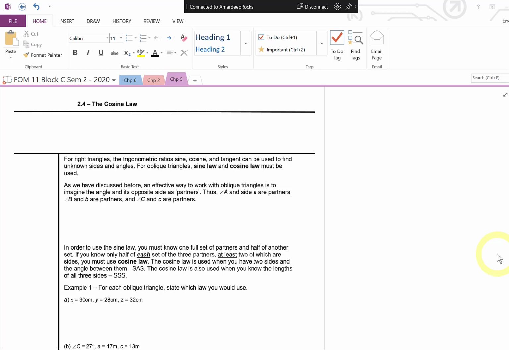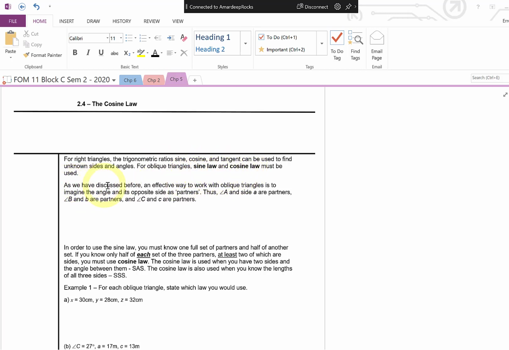All right, so this is for Pre-Calc 11, Chapter 2, Section 4, called the cosine law. It says here, for right triangles, the trig ratios sine, cosine, tangent can be used to find unknown sides and angles. For oblique triangles, sine law and cosine law must be used. So just to remind you, SOHCAHTOA is only for right angle triangles. If you don't have a right angle triangle, then you use the sine law or cosine law.